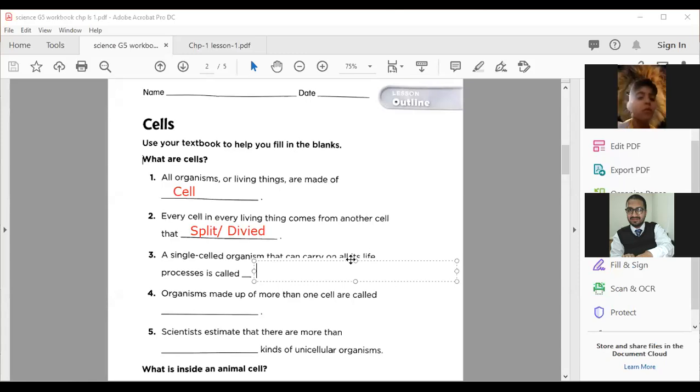If I skip some names, it doesn't mean the other students are not going to participate. They are also giving me the answers, but I can't repeat everyone's name. Well done. So number 3, the correct answer is unicellular. Well done. Very nice.